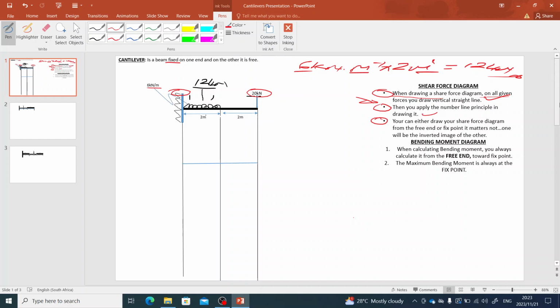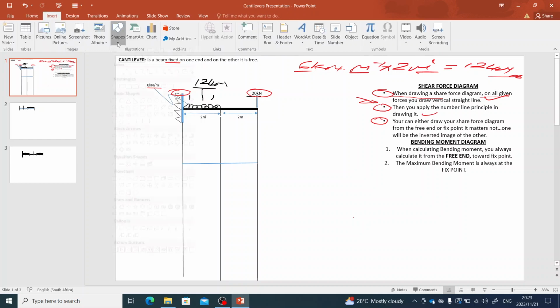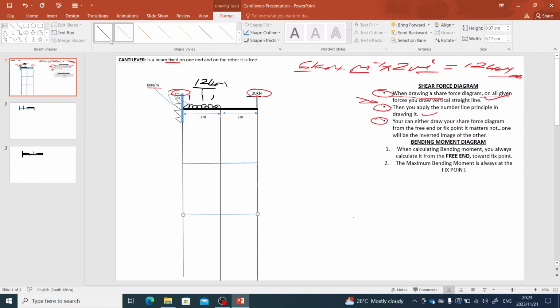In this case, I will draw two shear force diagrams. I will start one on the fixed point, then I will start one on the free end, just to show you what I'm talking about. Now, we'll start the first one from the free end. On this line, I'm having a downward force. It's a negative force.